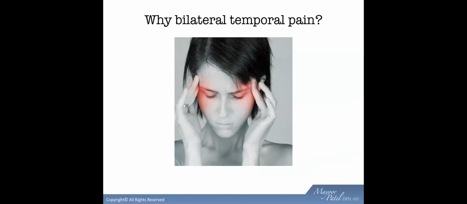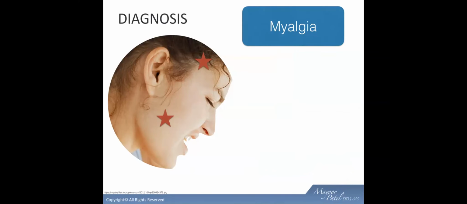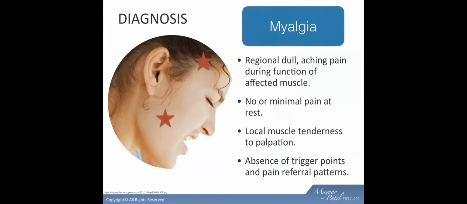Bilateral temporal pain, more times than not, is probably due to clenching. What you've got is myalgia that's taking place, typically described as a dull, aching pain during function of affected muscles. When I open, it hurts. When I chew, it hurts. But when my jaw is at rest, it doesn't really make a difference. It doesn't really hurt. Great, you fit the criteria. You palpate the area, there's tenderness associated with it. Now with myalgia, when you palpate them, you're not going to have pain that refers elsewhere. In other words, where I push is where the pain is.